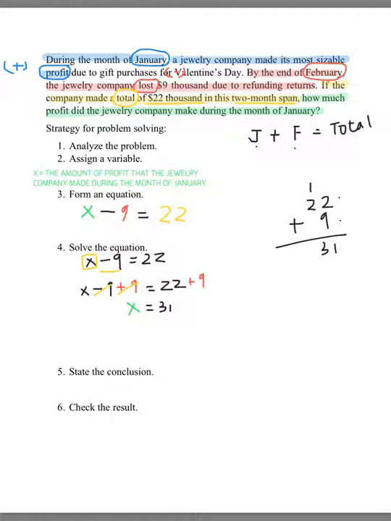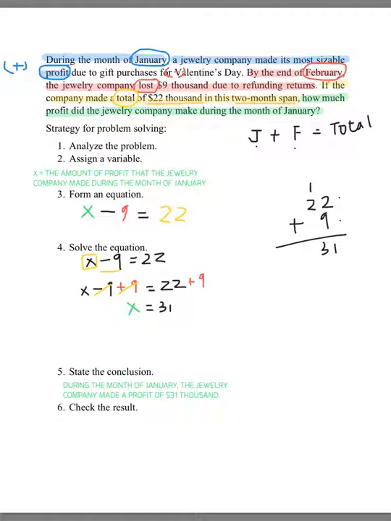So now let us go ahead and see our conclusion clearly. Since the question asked how much profit did the jewelry company make during the month of January, we're going to go ahead and say our conclusion so that it reflects that question. And we'll go ahead and write down, during the month of January, the jewelry company made a profit of $31,000. So here we go. Again, our conclusion is simply the question reworded in the form of a statement.